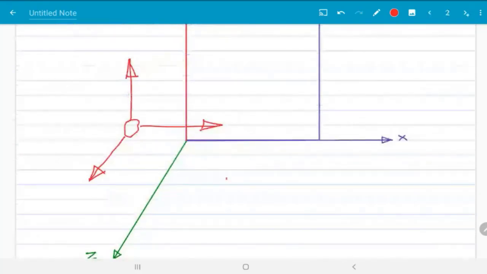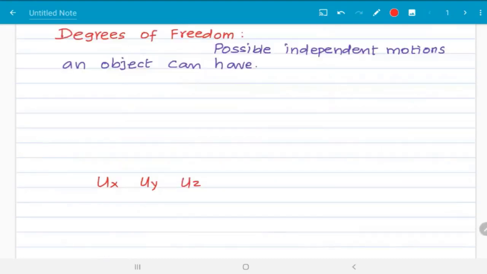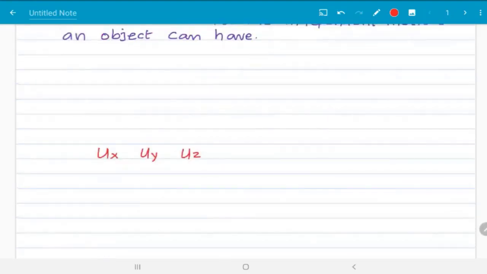The object can rotate about x-axis, about y-axis, and about z-axis. Rotation about x, rotation about y, rotation about z.